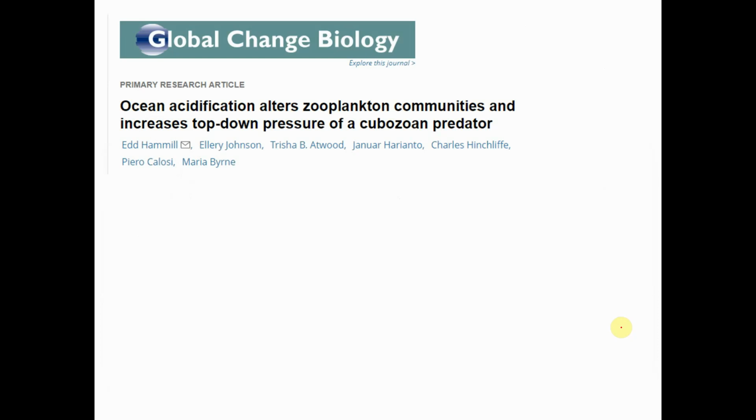So this research that I talked about, I actually published a couple of years ago in a journal called Global Change Biology. The paper is available. The title of it is Ocean Acidification Alters Zooplankton Communities and Increases Top-Down Pressure of a Cubozoan Predator. This was quite an important finding because zooplankton in the ocean are one of the biggest pools of biomass in the world, and so zooplankton in the ocean represent one of the world's biggest food webs, so it has quite important ramifications.